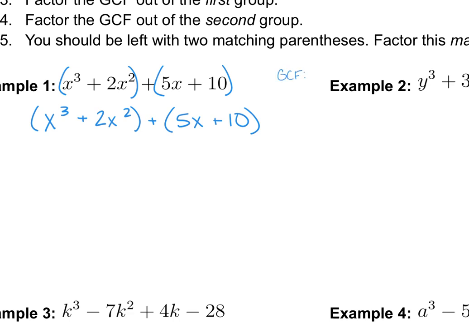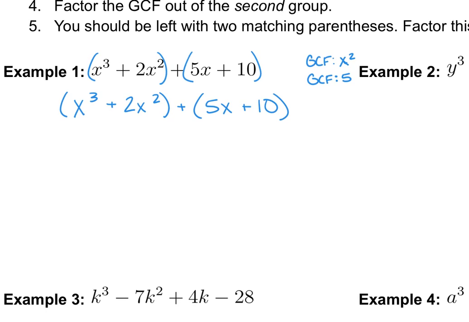So I have x to the third and a 2x squared. I can factor out the smallest exponent, so I can factor out an x squared out of both of those. My second factor, I've got 5x and a 10, so I can factor a 5 out of both of those.